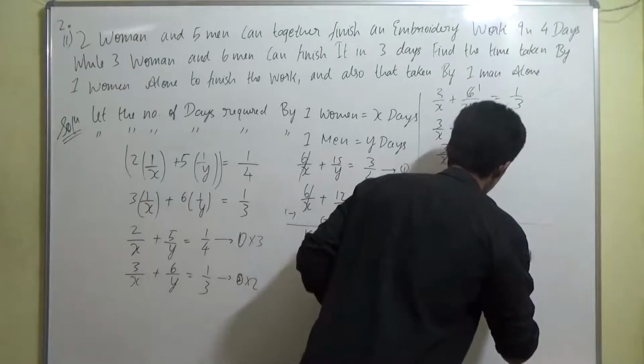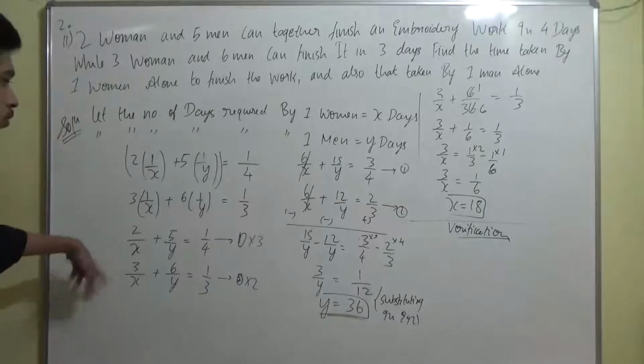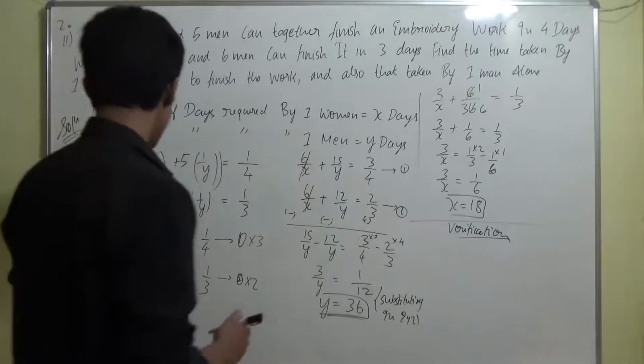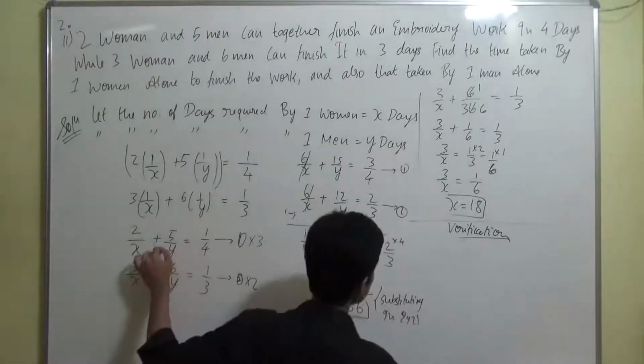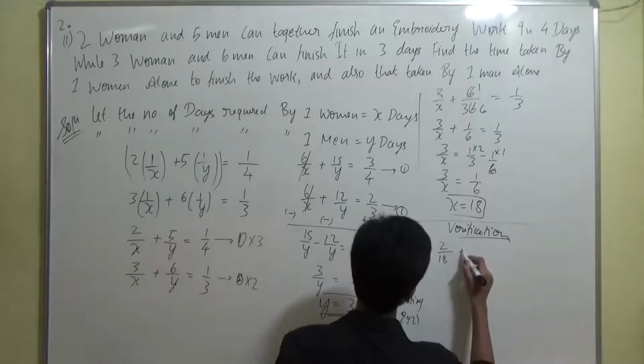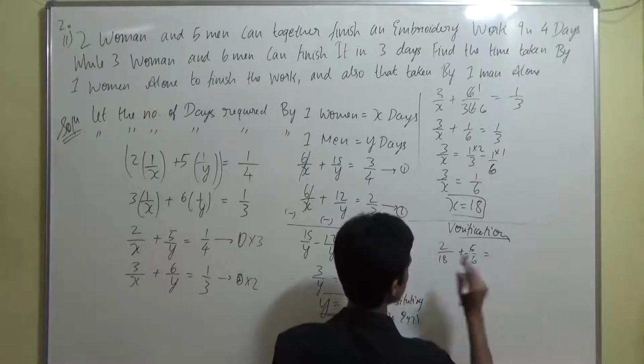Now in verification, what we have to do, we have to put the value of x and y back into both of these two equations, and check whether LHS is going to be equal to RHS, right? So let me go ahead. This will become equal to 2 by x, what is x? 18, plus 5 by y, what's y? 36. Now we have to see whether this comes out to be equal to 1 by 4.